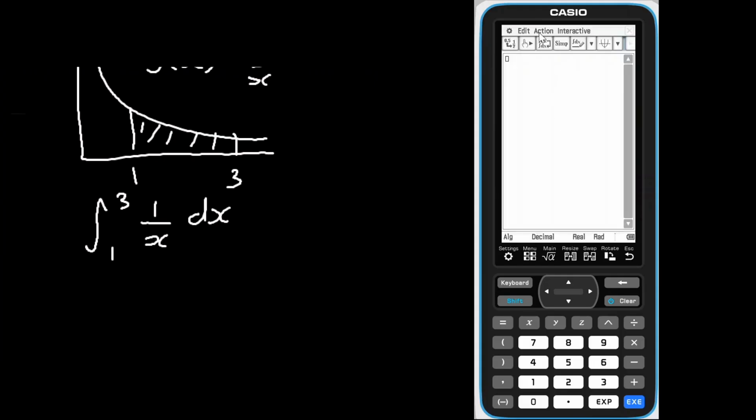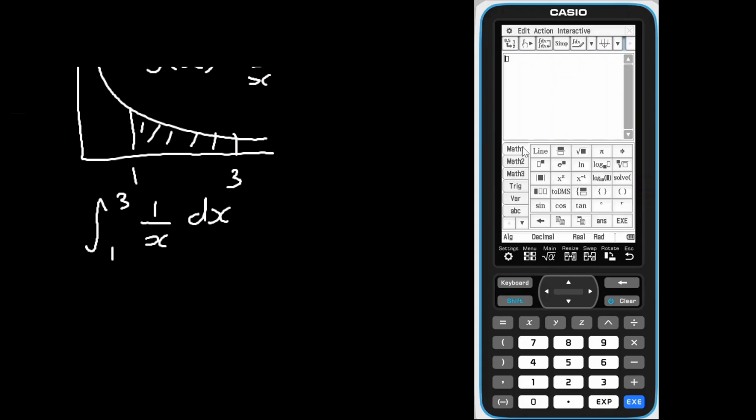So go to main, we'll pop open the keyboard, and we'll grab our integral, definite sign, we'll go from 1 to 3 for 1 over x, and all we have to do is hit enter. That's our answer. That's simple.